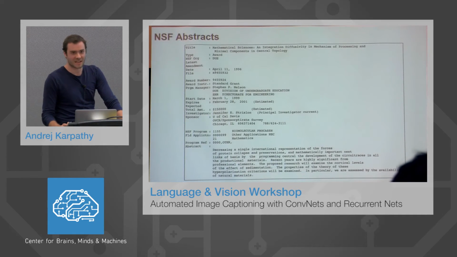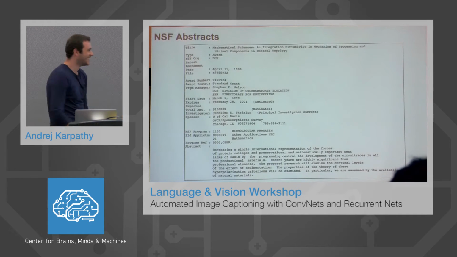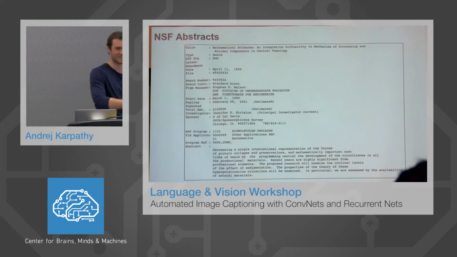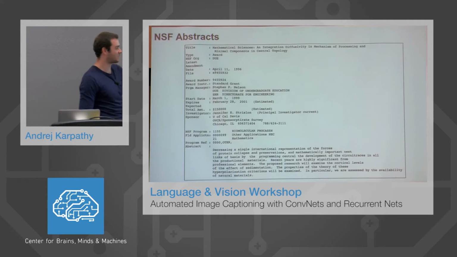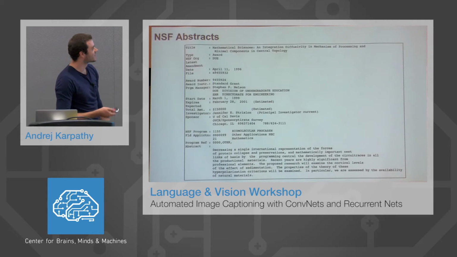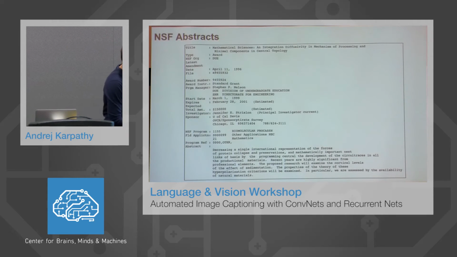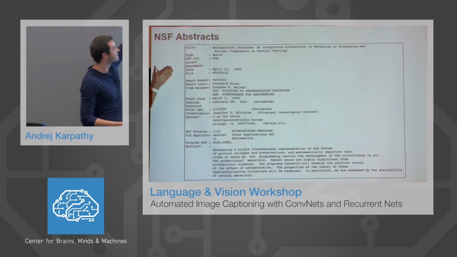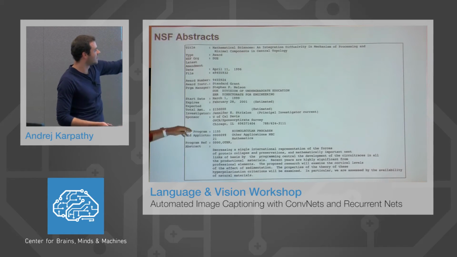Another one is NSF abstracts. It turns out there's a data set of 400 megabytes of NSF abstracts. So this is a sampled NSF abstract. It's about an integration diffusivity and mechanisms of processing and minimal components in central topology. What's interesting is that it knows that a date is followed by date-like things, and it knows about digits and numbers.